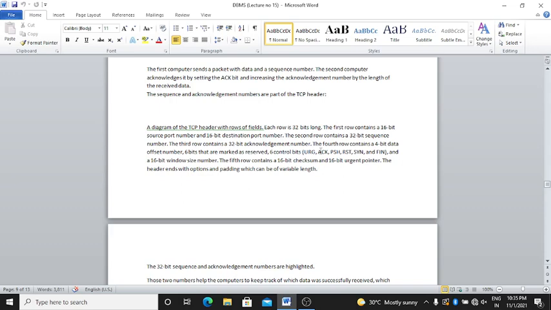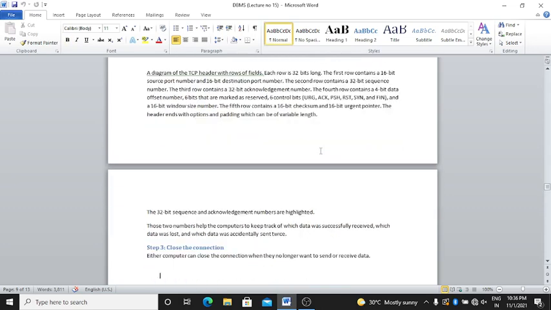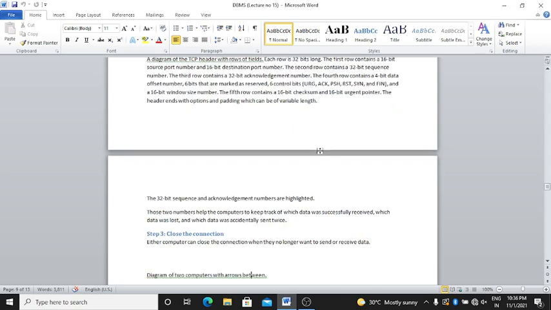The header ends with options and padding, which can be of variable length. The 32-bit sequence and acknowledgement numbers are highlighted. Those two numbers help the computer keep track of which data was successfully received, which data was lost, and which data was accidentally sent twice.